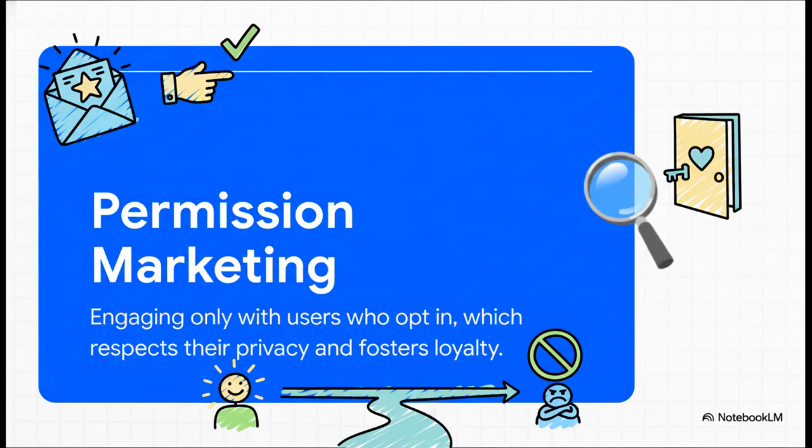And that leads us right to this idea of permission marketing. The key word here is privilege. A customer's attention is a privilege, not a right. You have to earn the ability to talk to them by being relevant, by being personal, and by being respectful. It's really the difference between being a welcome guest and an annoying pest.